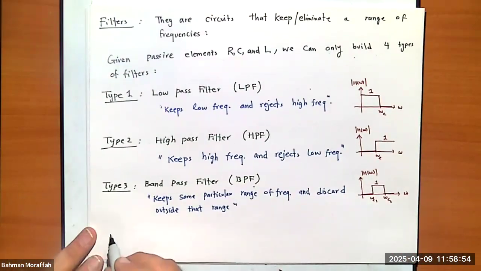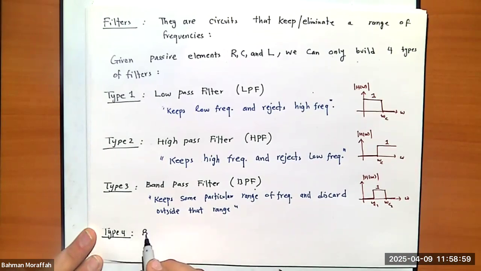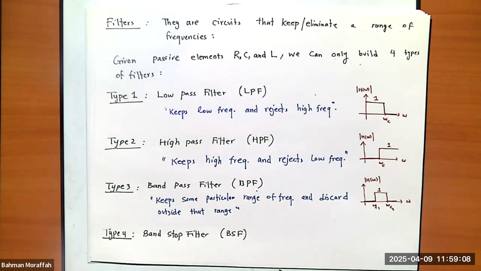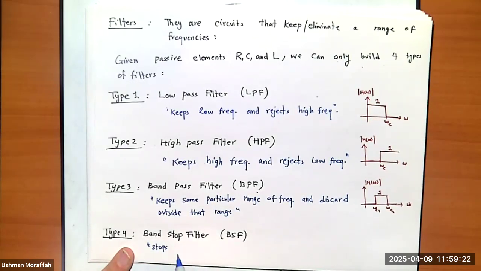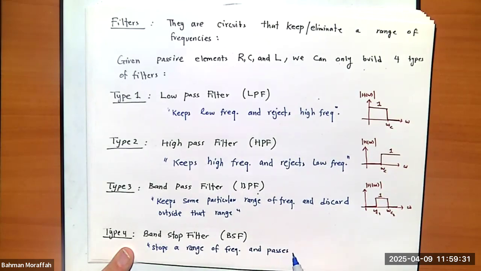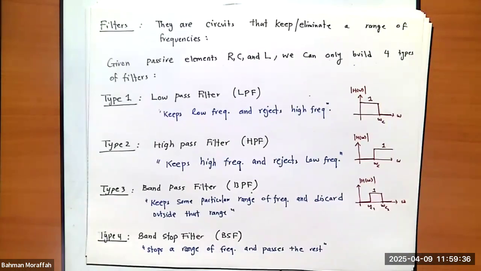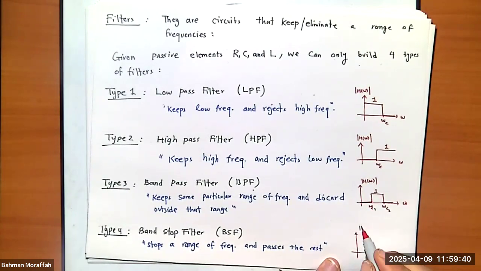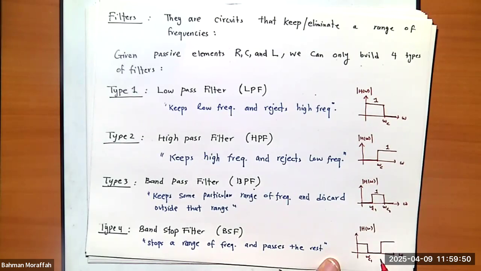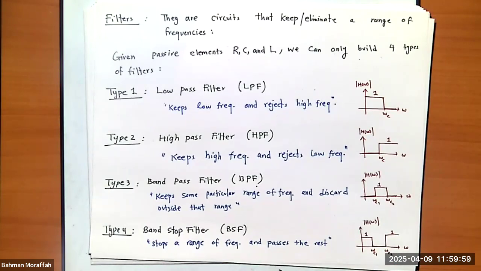And the last type is a band stop filter, which basically eliminates a range of frequencies and keeps whatever is outside that range. So it stops a range of frequencies and passes the rest. If you look at it pictorially, it basically looks like this. Omega c1, omega c2. It basically stops the range between omega c1 and omega c2.